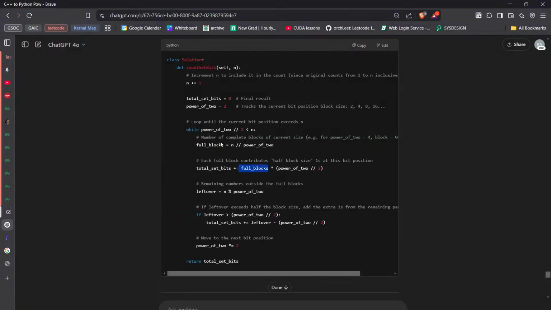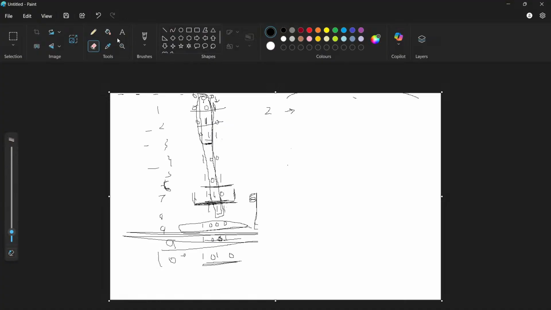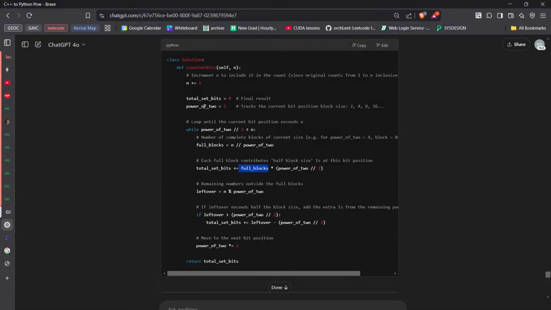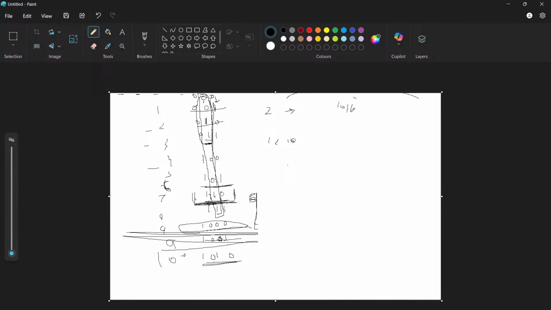So while power of 2 divided by 2 is less than n, so 2 divided by 2 is 1, while 1 is less than 10. For the first block I will take how many? Total set bit plus equal to full blocks, full block calculation is equal to n divided by power of 2. So 10 divided by power of 2 will give me 5. So first it says that there are 5 full blocks for this. Is it true? 1, 2, 3, 4, 5. Okay, there are 5 full blocks.